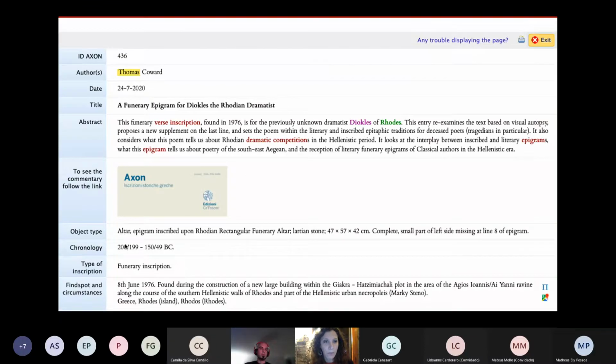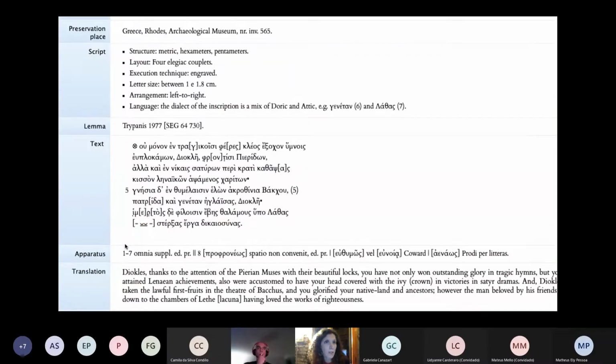So after the find spot, you have the preservation place, so the archaeological museum in which it is, or if it's in situ, the place. The script, so for example, the layout of the inscription, if the text is engraved, so the execution technique, letter size, and of course the language, if it's archaic, the alphabets. Then the lemma that is here, it's very, very simple, but usually it's something very, very difficult to create.